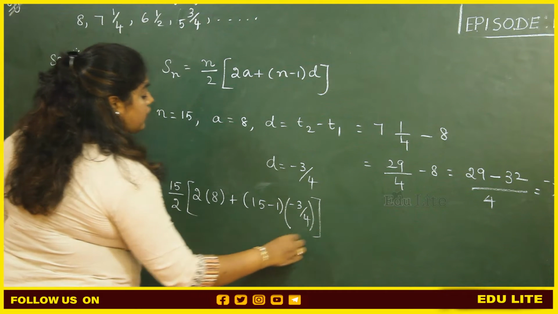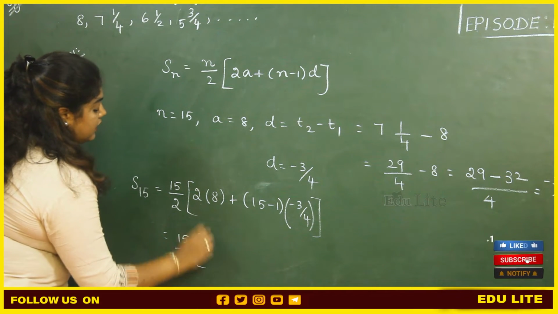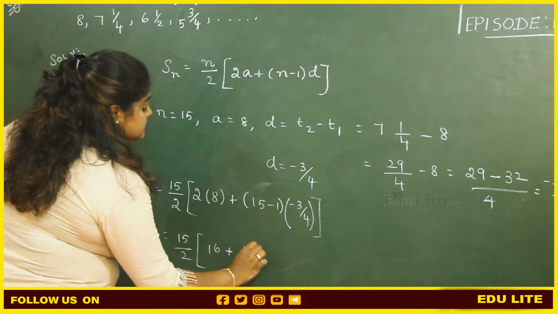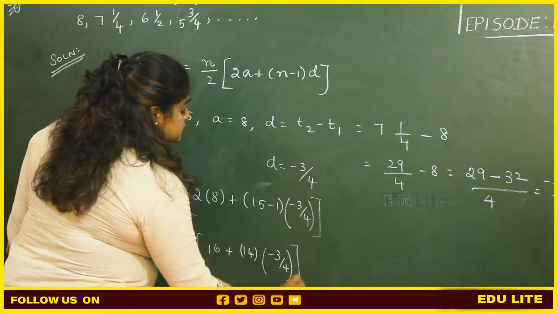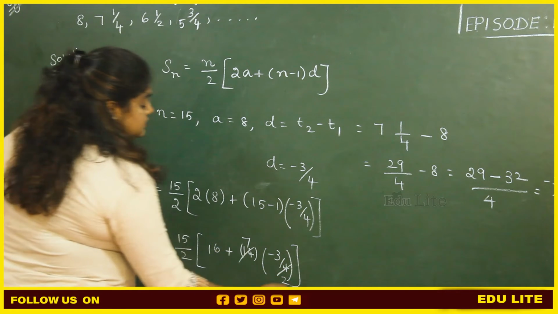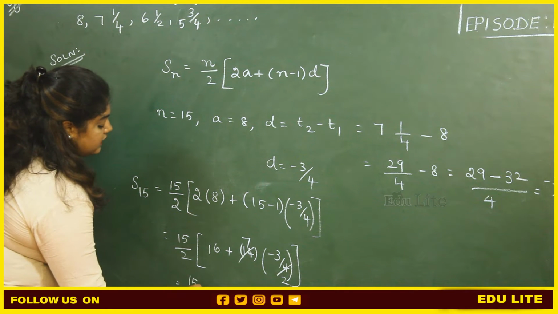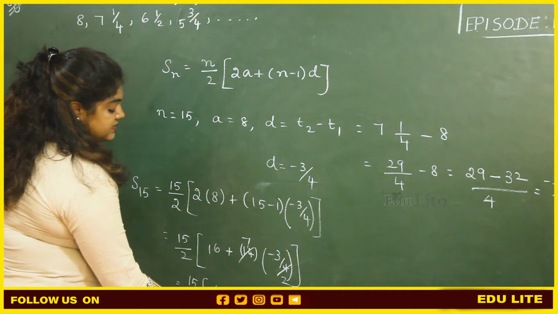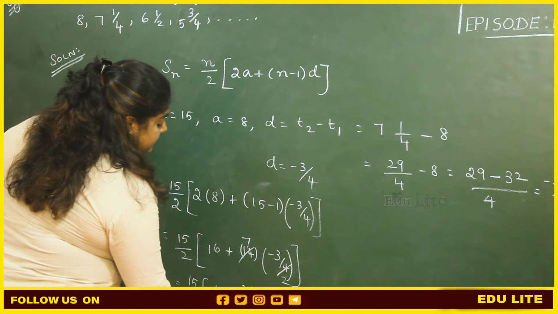So, we have substituted all the values. Next, we have to simplify. 15 by 2, 2 into 8, 16 plus 15 minus 1, 14 into minus 3 by 4. So, this we can cancel it in the second table, 7 by 2. So, the next step will become 15 by 2, 16 minus, this minus I have taken to here. So, 7 3s are 21 by 2.